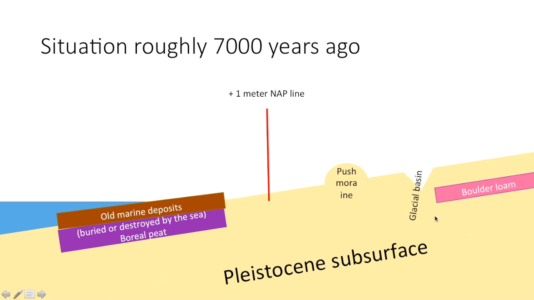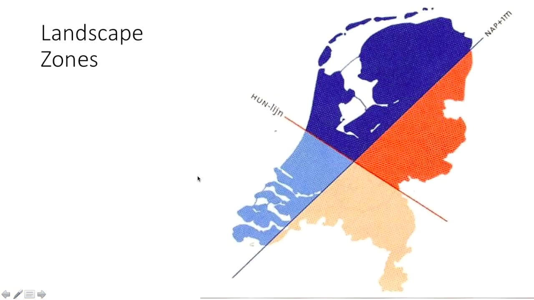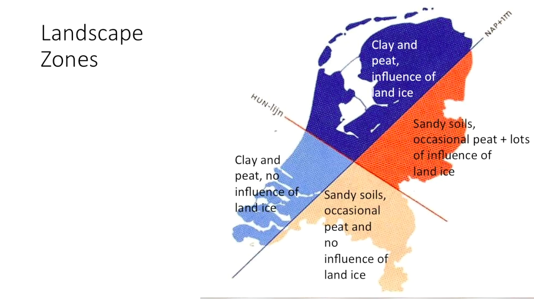The Pleistocene subsurface, the boulder loam, the glacial basin, the push moraine we know from the Pleistocene. And now in the Holocene, the sea starts doing its job, putting down peat and putting down old marine deposits. If we put it in our favorite map, we can discover four landscape zones. This is the landscape zone in which clay and peats have been deposited on top of the Pleistocene subsurface, and we have a lot of influence of land ice because ice was over here. Over here we have mostly sandy soils. Occasionally there is some peat, but there's lots of influence of land ice. Okay, glacial basins, push moraines, all that stuff.